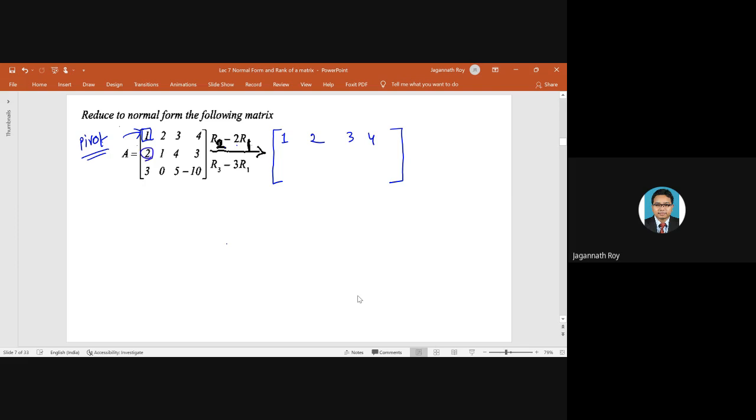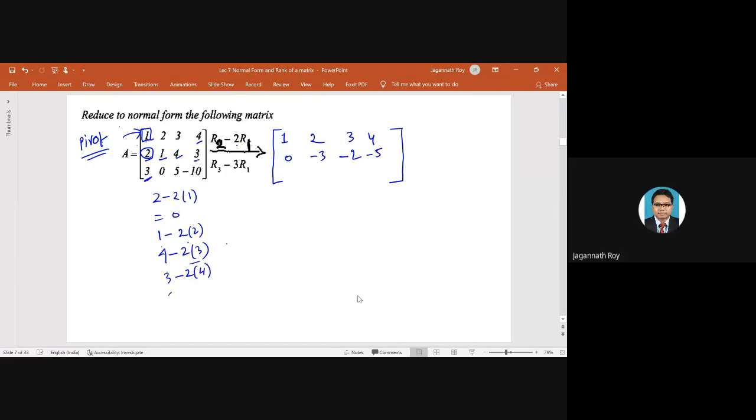So this is 1. Let us write the row operations we are doing. Row-wise, let us write 2, 3, and 4. And then 2 minus 2 times 1. So this becomes 0. Then 1 minus 2 times 2, so this becomes 1 minus 4, which is minus 3. Then 4 minus 2 times 3, so this is 4 minus 6, which becomes minus 2. And then 3 minus 2 times 4, so this is minus 5.